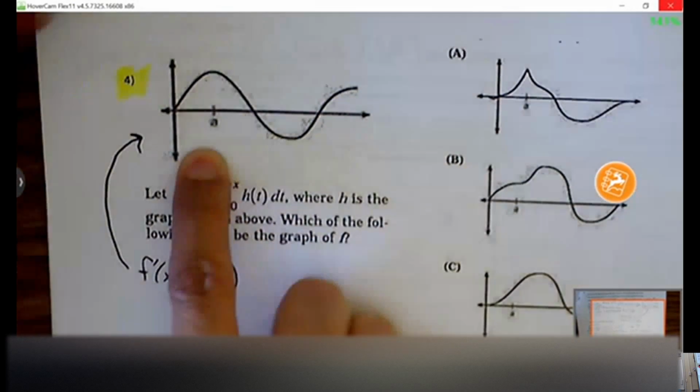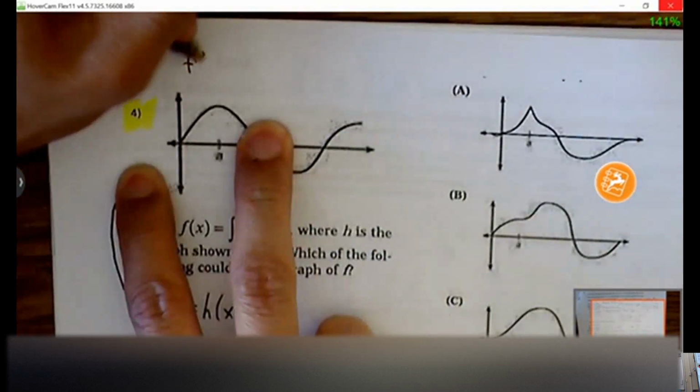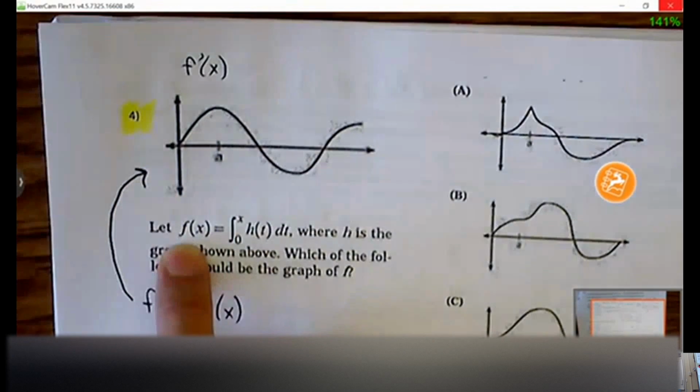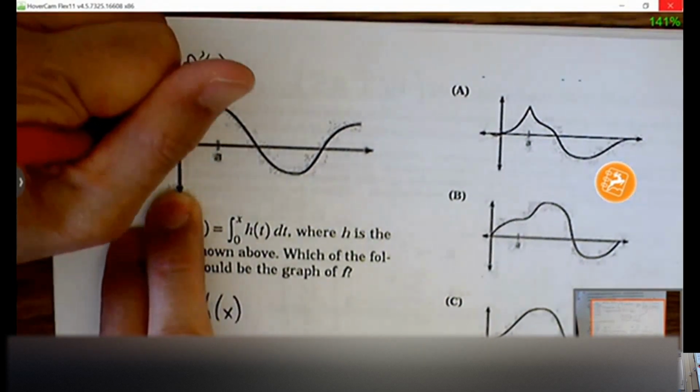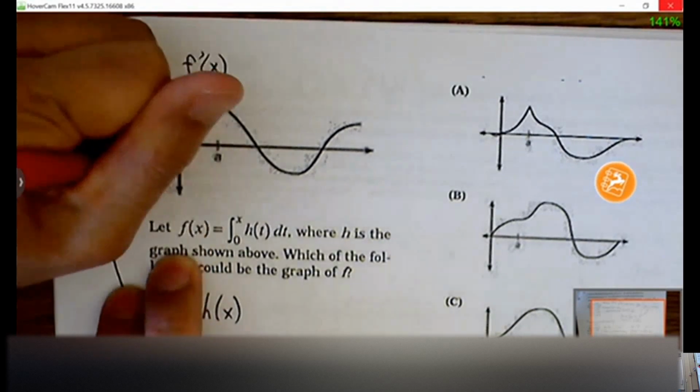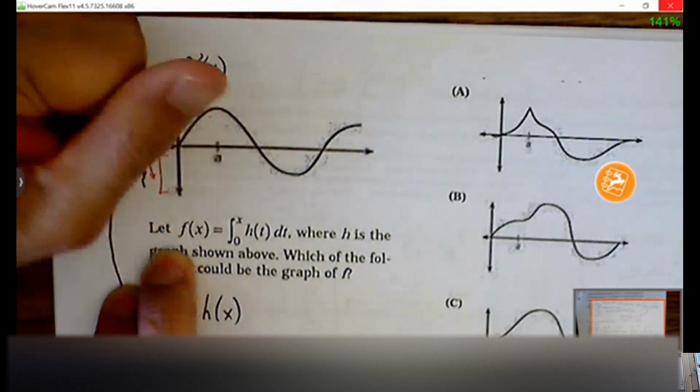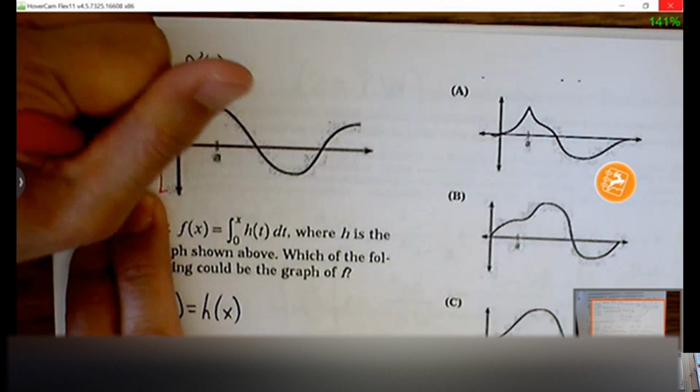All right, so I'm going to label my f prime graph so I can have a little more clarity in terms of what I'm dealing with. Above the x-axis is positive slope. Below is negative slope. On the x-axis is slope 0.